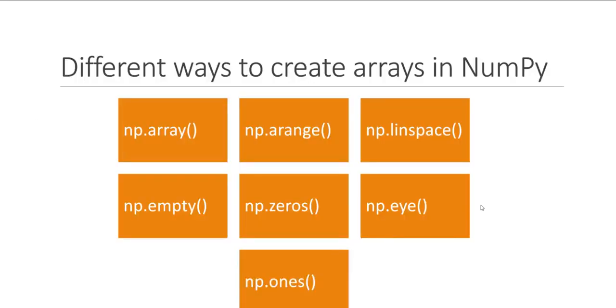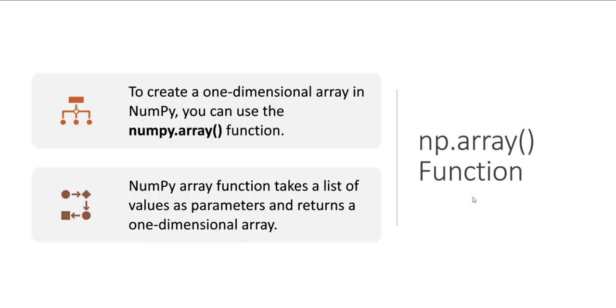Now we will learn how to create an array. We can create an array in the following different ways. Let us list the ways of creating NumPy arrays one by one. The first approach is using numpy.array. Basically, NumPy arrays can be created very easily by passing a list to the np.array function.